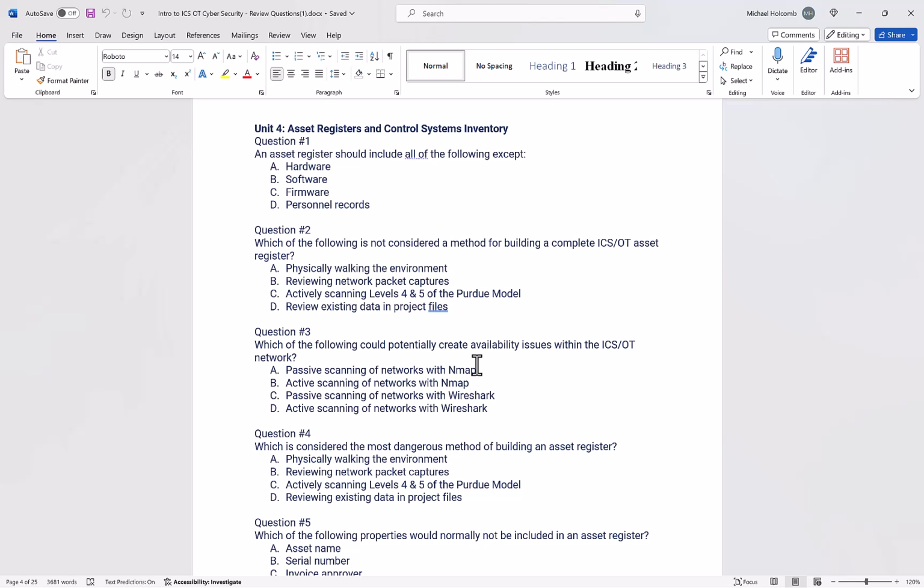So, Question 4, which is considered the most dangerous method of building an asset register? That's the one where we talked about physically walking the environment. Could be very dangerous. I've been in some environments like a power plant where, even though part of it was still under construction, but even if it's not, just the amount of risk to your physical safety in that type of environment does exist.